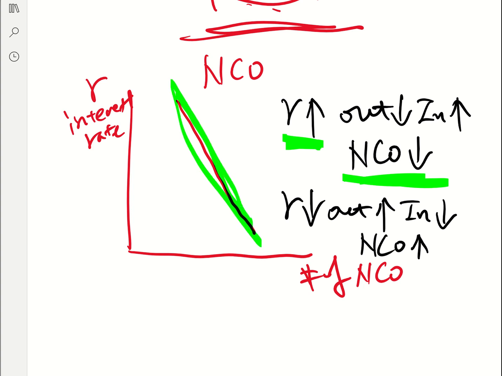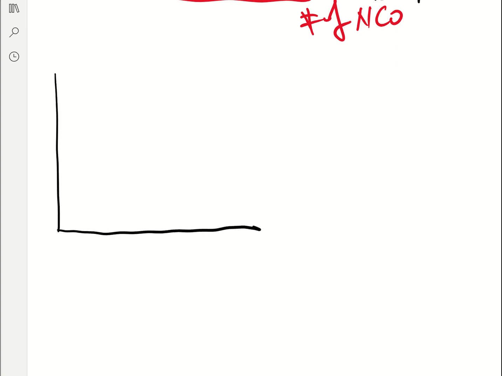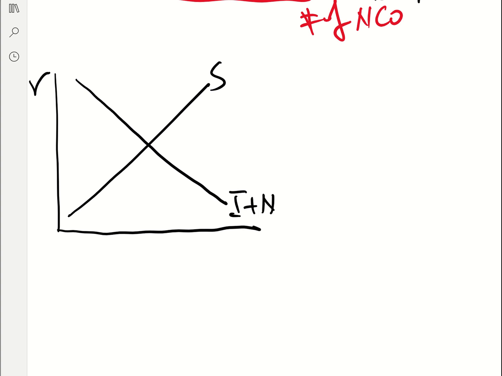Okay, so let's see how we can connect all the panels we just learned. Let's draw the first one. So we have the market for loanable funds, right? We have the supply for loanable funds, and this is the interest rate, and then the demand for loanable funds, this would be the investment plus net capital outflow, and at the intersection we have our equilibrium interest rate.